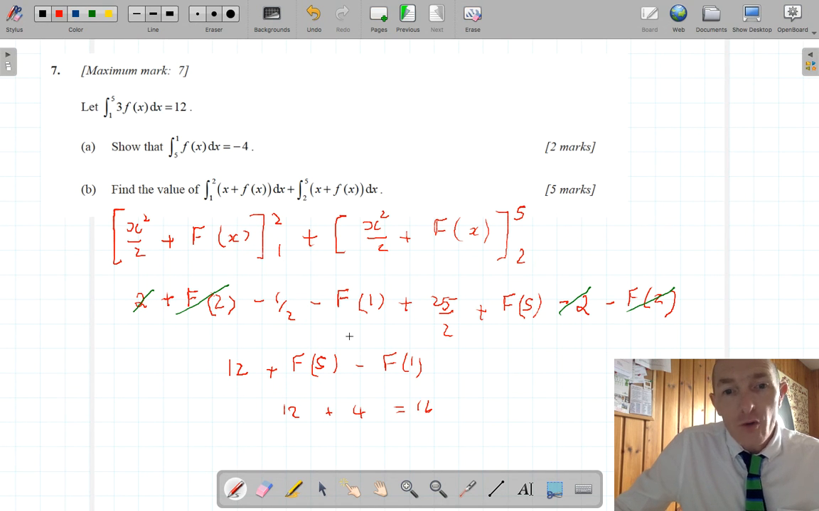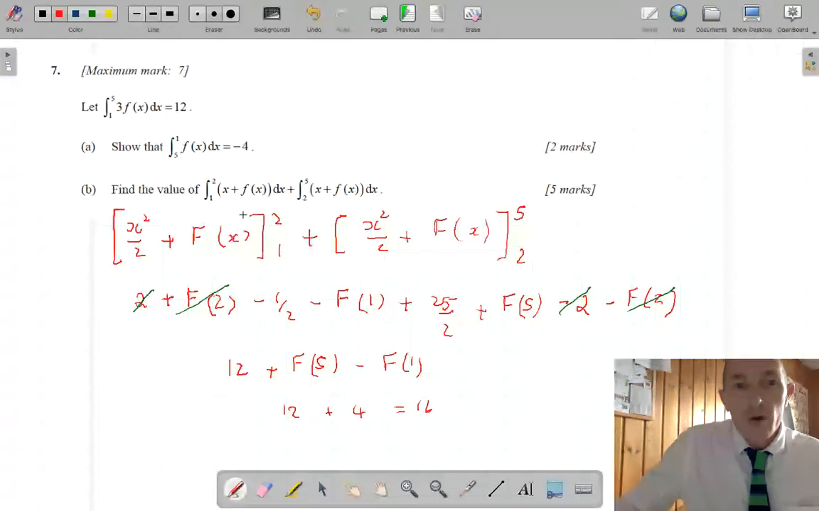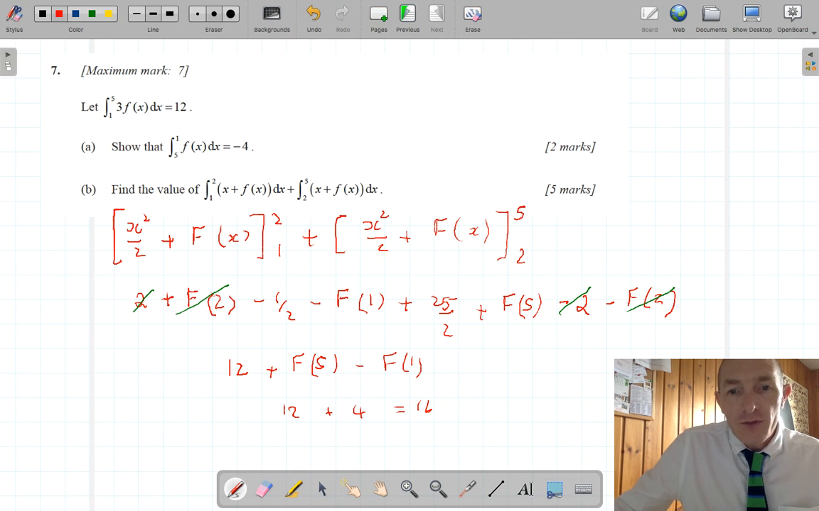Now how do I know that's 4? Because I've got 3 of them are 12. The limits of 5 and 1, those 5 and 1 go in, is 4 because 12 divided by 3. So my final answer is 16, and it's quite a lot of work for 5 marks.